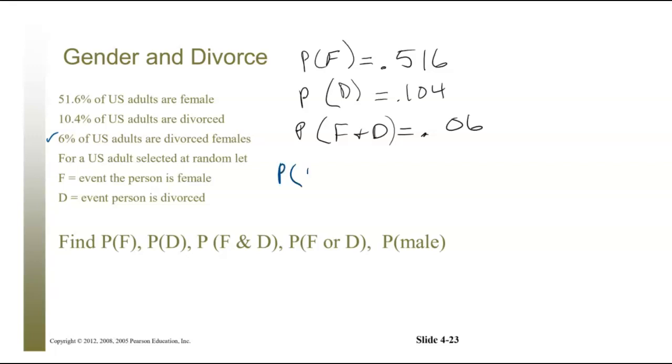So now we do the probability of female or divorced. Well, that's going to come from the formula. This is where we need to take the probability of F, which was 0.516, and add it to the probability of being divorced. But then take away that overlap of those females that are divorced, that 0.06 overlap, and you are going to get 0.559.